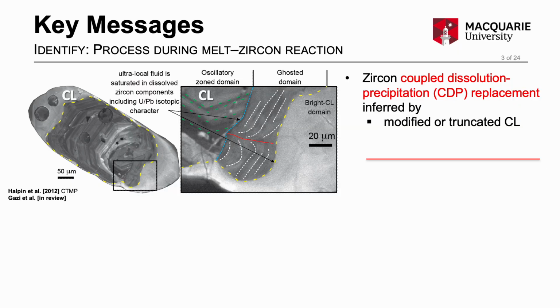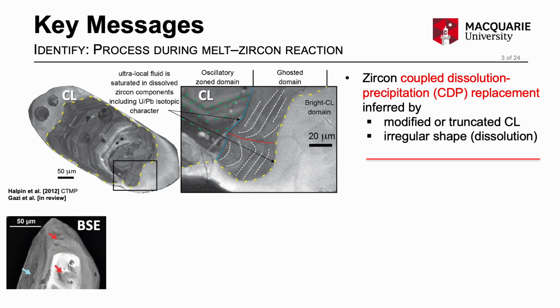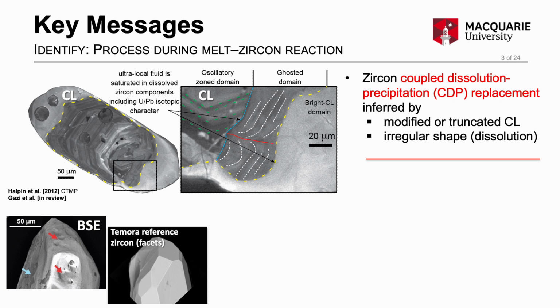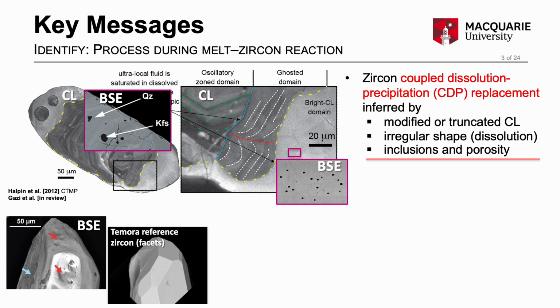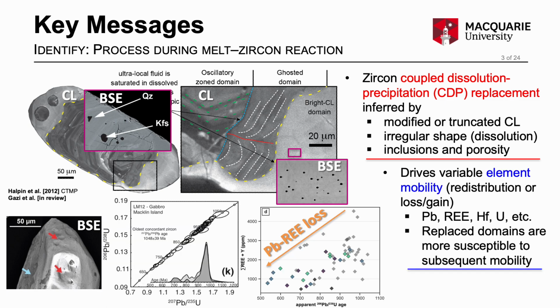The first key message of this presentation is that melt-zircon reaction drives CDP replacement. As seen in this example of zircon from the Mawson-Charnockite orthogneiss, this process is inferred by microstructures, such as modified and truncated internal cathodoluminescence response, along with dissolution textures at grain boundaries that modify original zircon grain facets, seen here on the Tamura reference zircon. The most diagnostic microstructures are micro to nanoscale mineral inclusions and porosity, best observed with ultra-high resolution imaging using a field emission gun SEM.